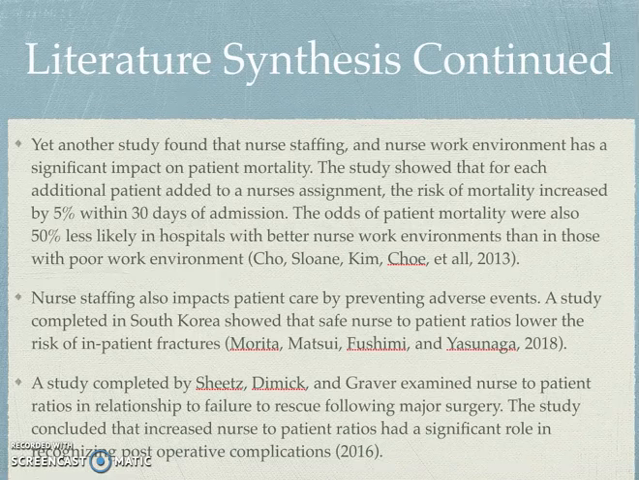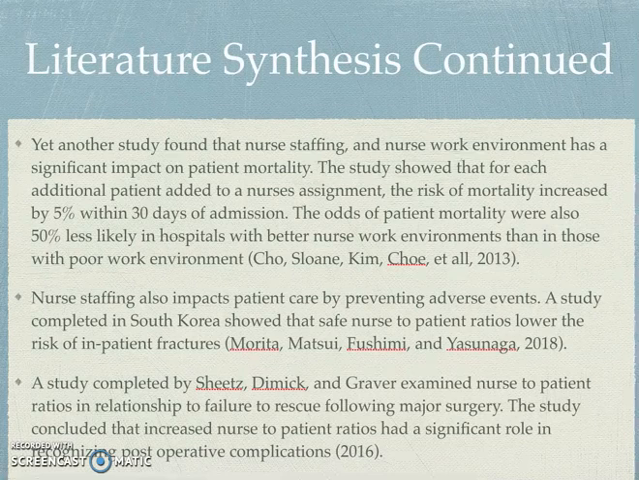Another study about nurse staffing, conducted by Choi, Sloan, Kim, and Chui, showed that for every patient added to a nurse's assignment, there was a 5% increase in risk of mortality within 30 days of admission. So while this study is still looking at mortality, it's looking at the increased risk, like what is the percentage. So that is different from the other studies.